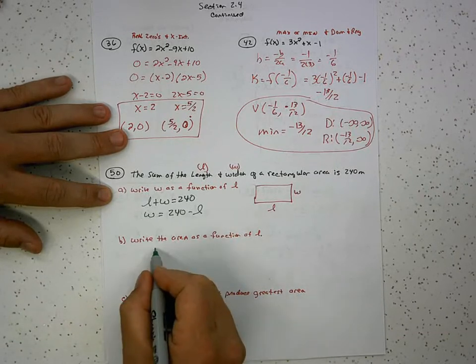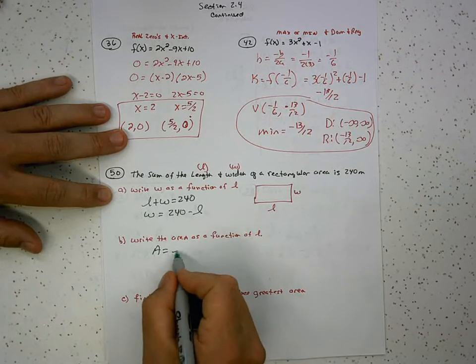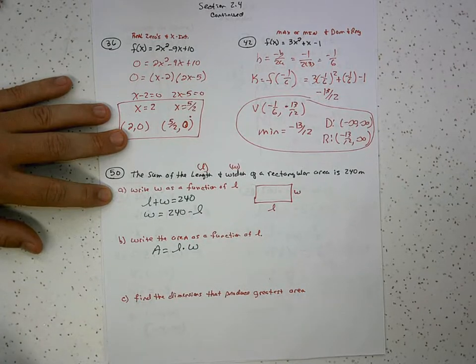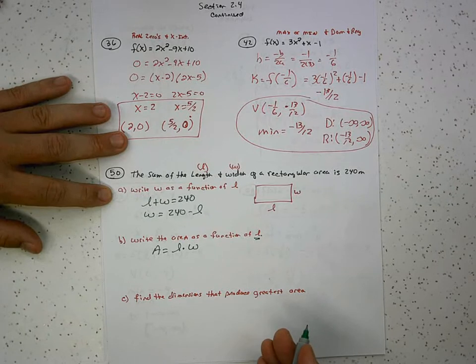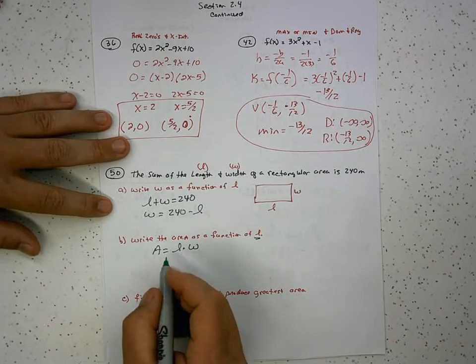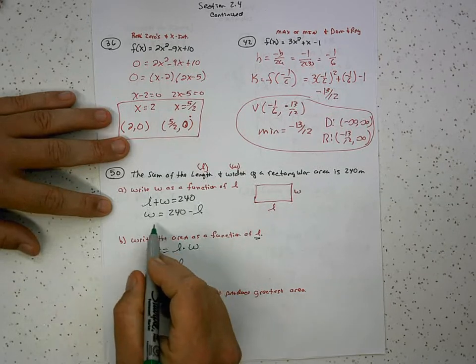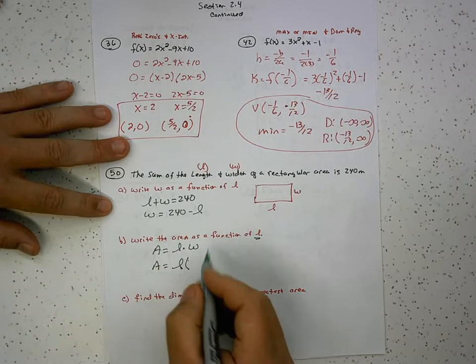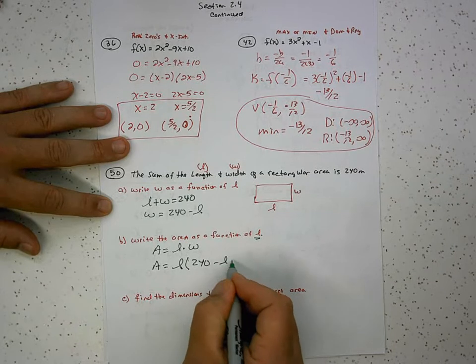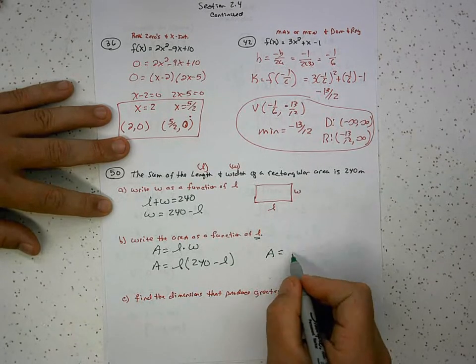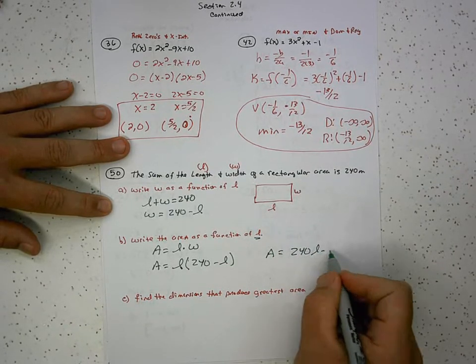Well, the area equals length times width, right? Well, if they want it as a function of L, they only want L's in it. Okay, so therefore, the area equals the length. And now W, instead of W, I've got 240 minus L. So therefore, the area is 240L minus L squared.